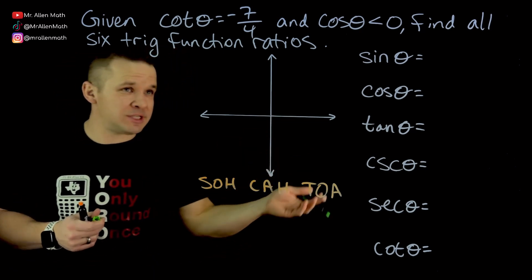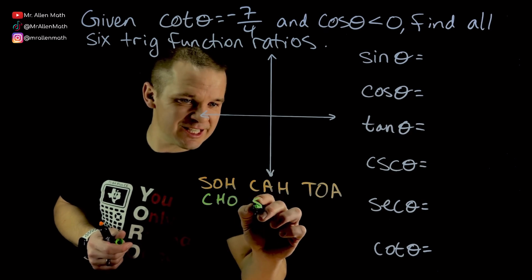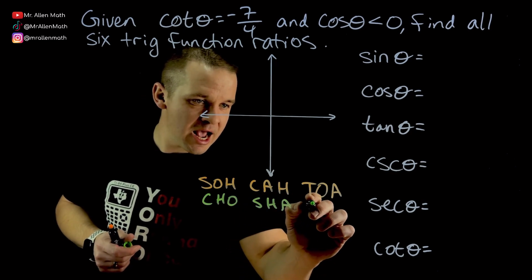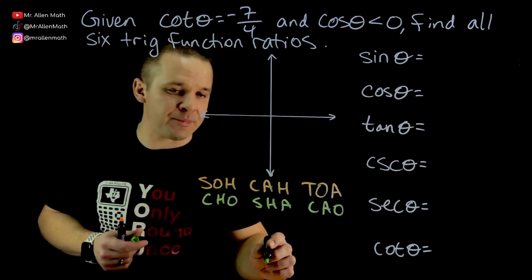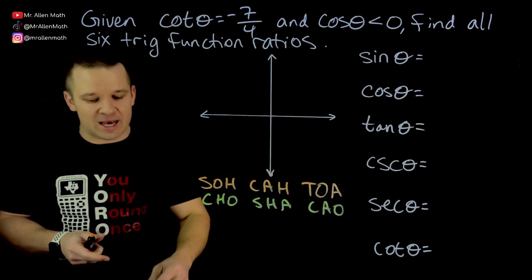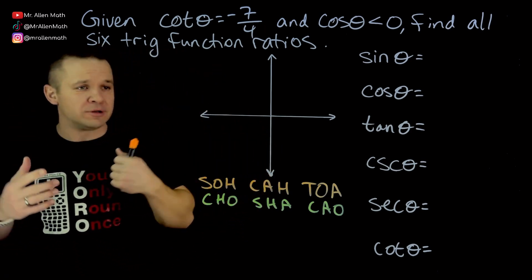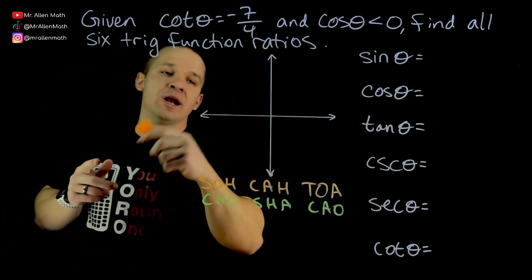And then let's get our reciprocals, okay? Cosecant is hypotenuse over opposite. Secant is hypotenuse over adjacent. And cotangent is adjacent over opposite. SOHCAHTOA, CHOSHIKAO, right? Got fun things to say for both of those, right? I got it tattooed, one on each shoulder. That's a lie. All right, moving on.